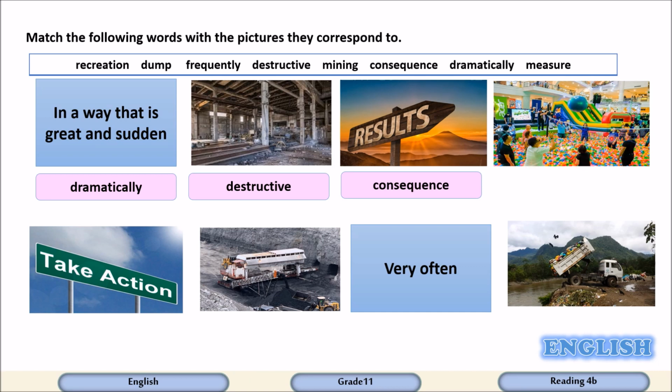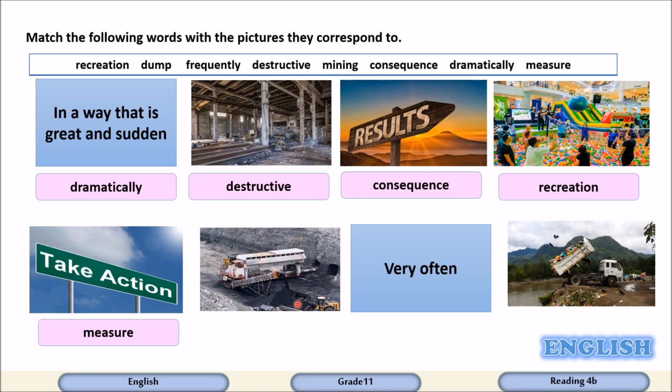Look at this picture. What are the people doing? They are having fun. They are playing. So this is called recreation. Excellent. Recreational activities. Look at this picture. Can you read? Take action. Take action. So, take actions means take measures. Thank you.